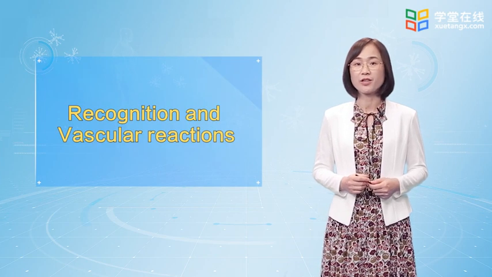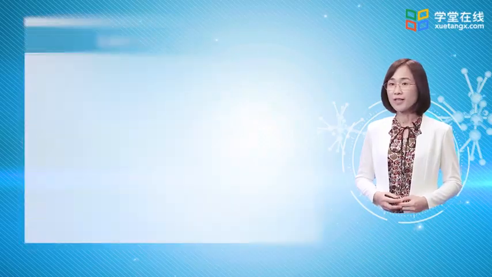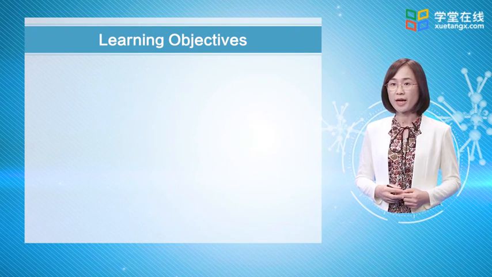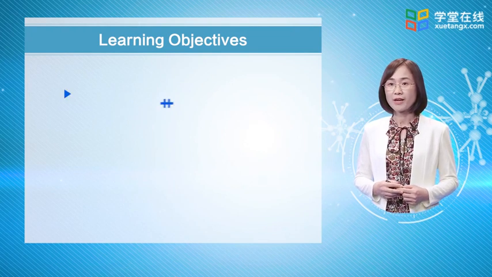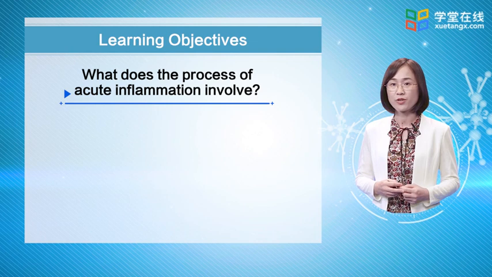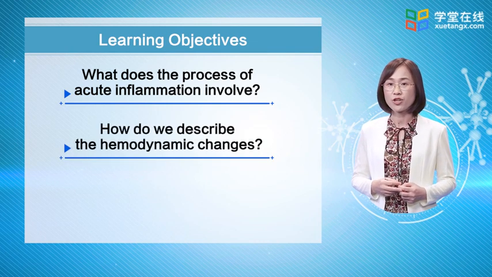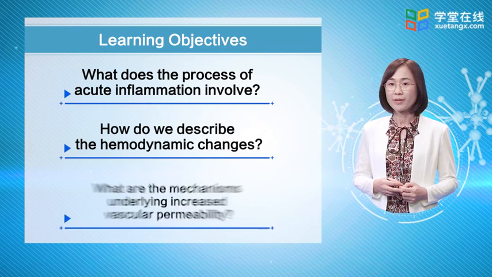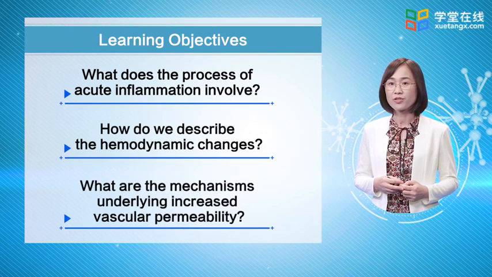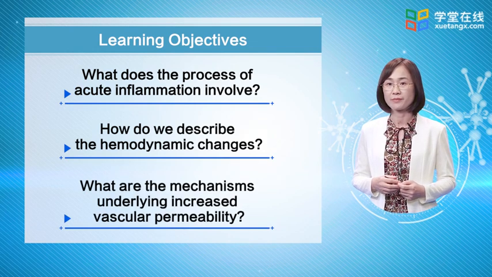We'll talk about the process of acute inflammation through 3 sessions. Today, we'll focus on recognition and vascular reactions. After this session, you are expected to know: What does the process of acute inflammation involve? How do we describe the hemodynamic changes? What are the mechanisms underlying increased vascular permeability?